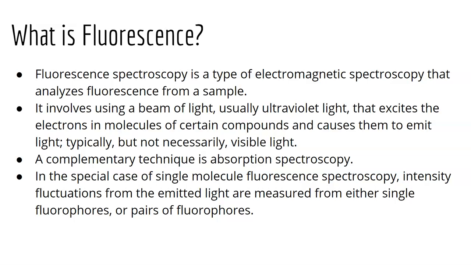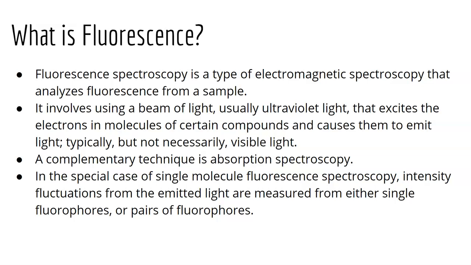Fluorescence spectroscopy is a type of electromagnetic spectroscopy that analyzes the actual fluorescence, or the glowing, from a sample. This type of spectroscopy involves using a beam of light, usually ultraviolet light, that is very powerful. When the light is aimed at the sample, it excites the electrons in the molecules of certain compounds, and that excitation causes them to emit light as energy, typically, but not always, visible light.